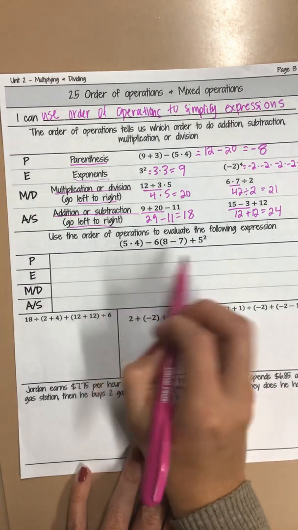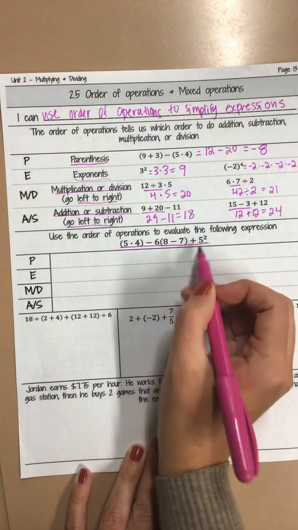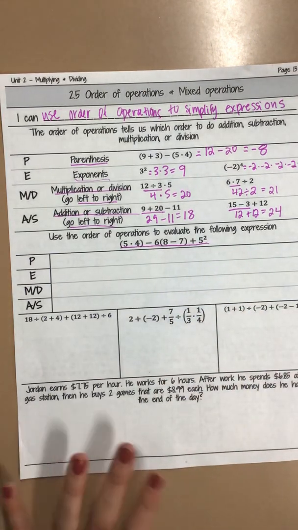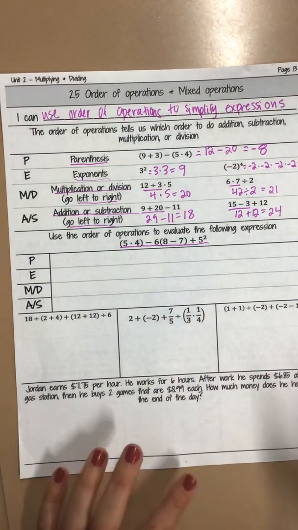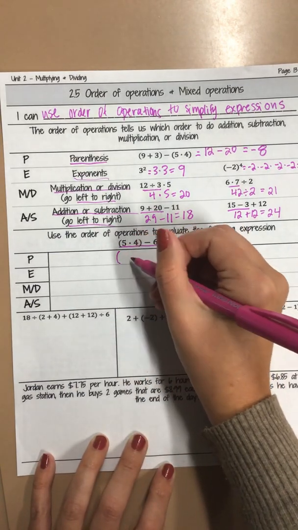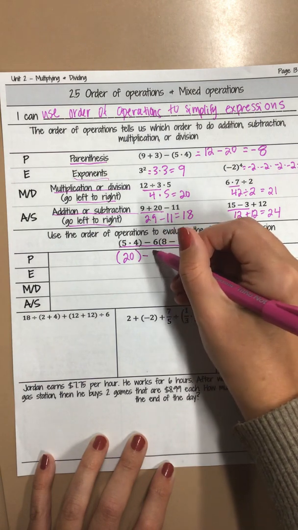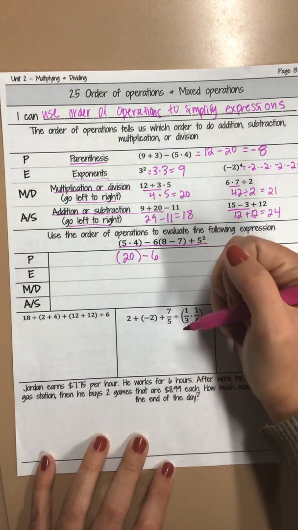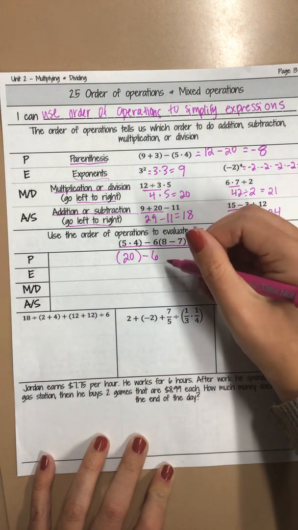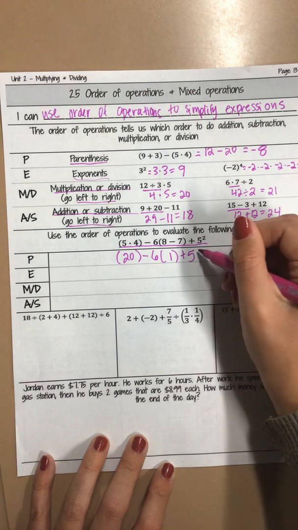So then, we're going to do a little bit of a longer expression, as you can tell here, and we have to use PEMDAS. So the first thing we're going to do is what's in parentheses. So I'm going to do 5 times 4 first. 5 times 4 is 20. And then minus, I'm just going to keep that 6 where it is right now because I'm just doing what's in the parentheses. And I have 8 minus 7, that's 1, plus 5 squared.